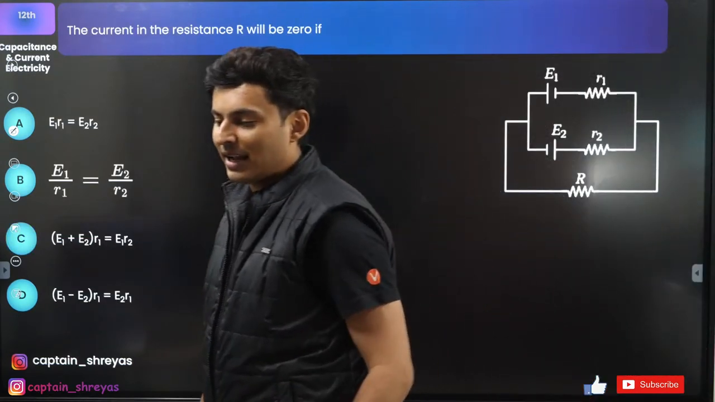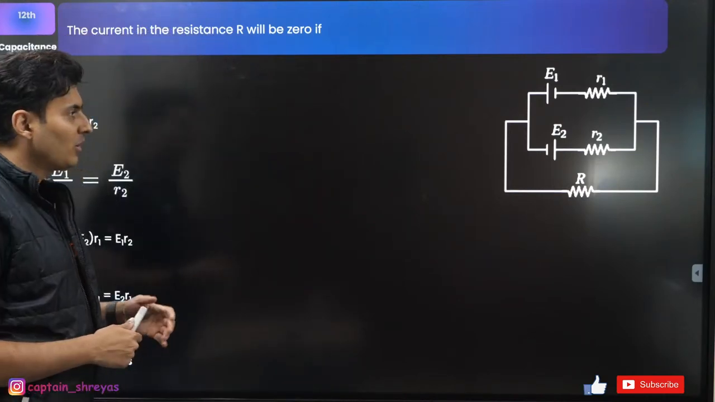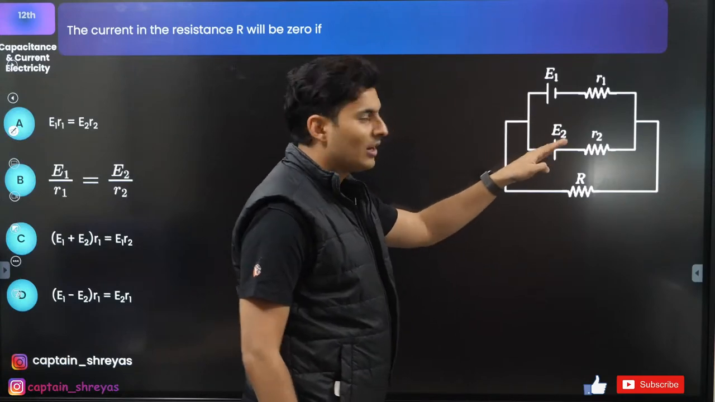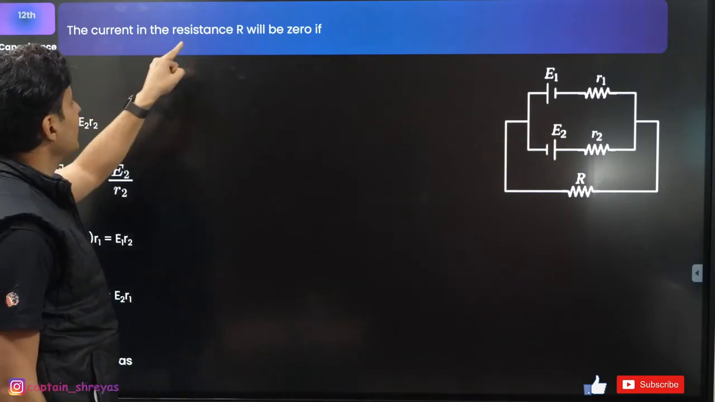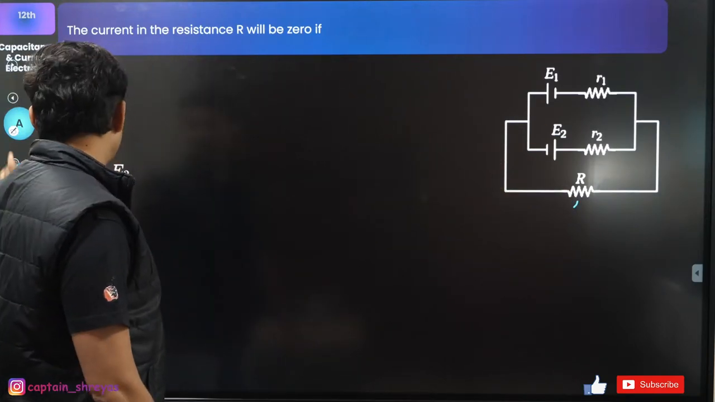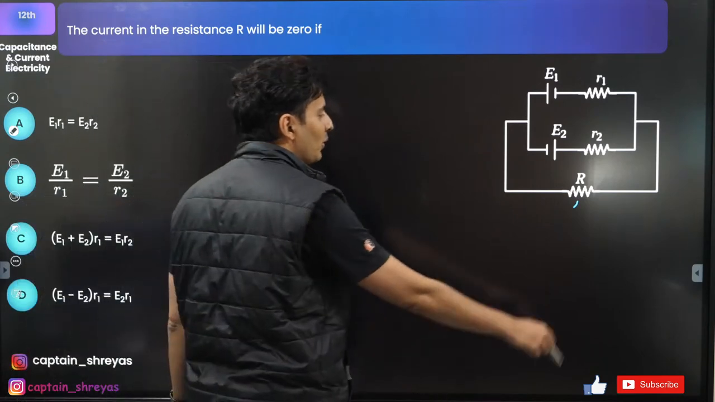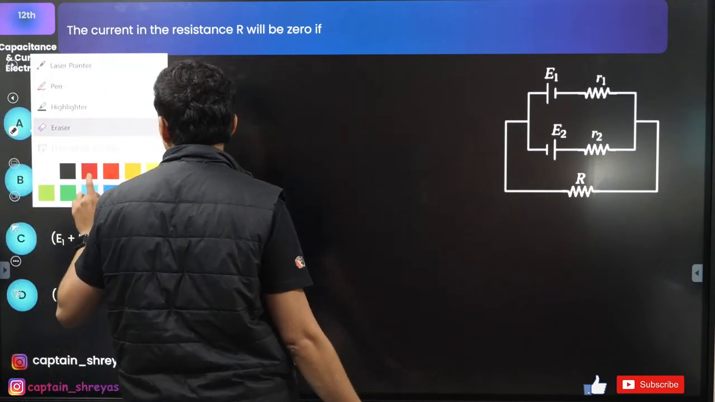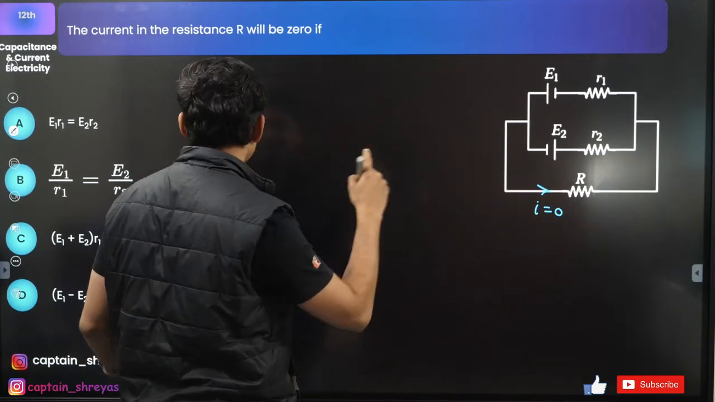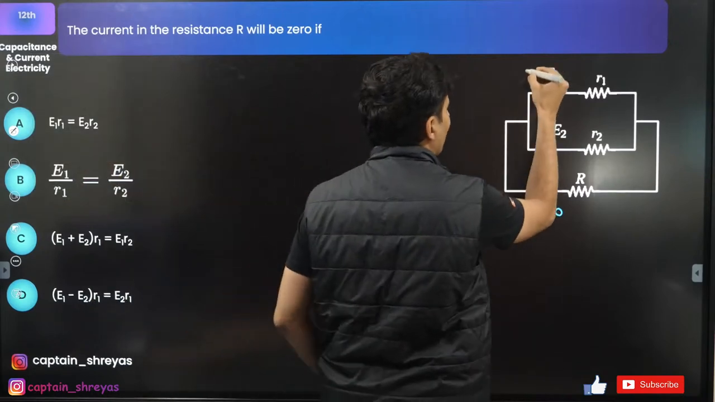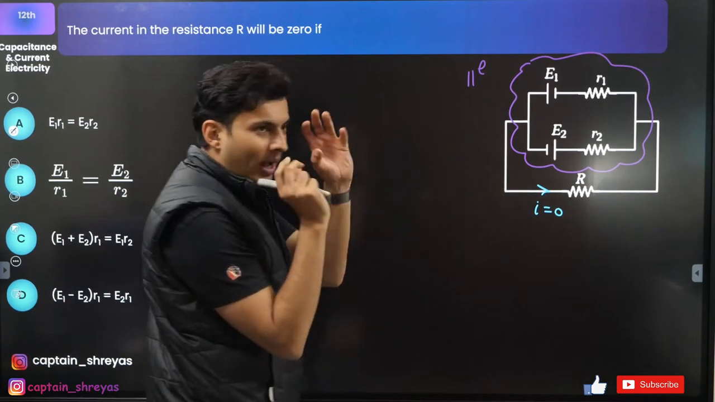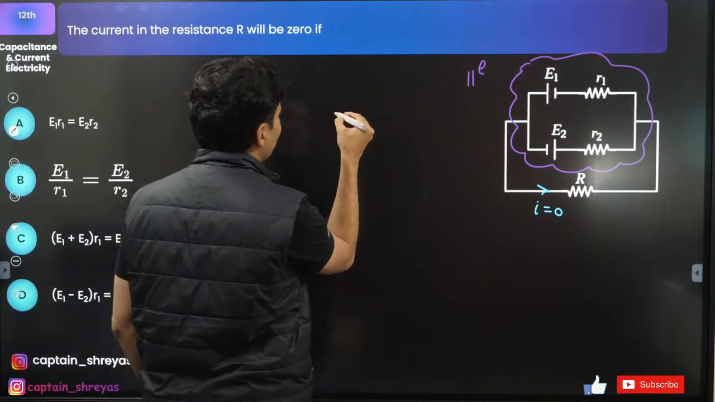Okay, beautiful question on parallel circuits. Beautiful question on parallel circuits of EMFs. So, this battery parallel to this battery. The question says, the current in the resistance R, that means there is no current outside, if which of the conditions should be true? Beautiful question. Now, the way I look at it is like this. If there is no current over here, meaning when I combine these two, which are in parallel, into one single battery, which will look something like this.